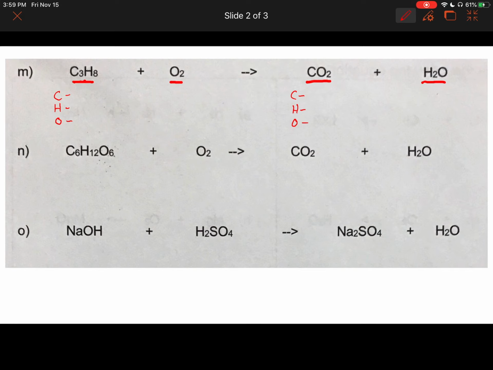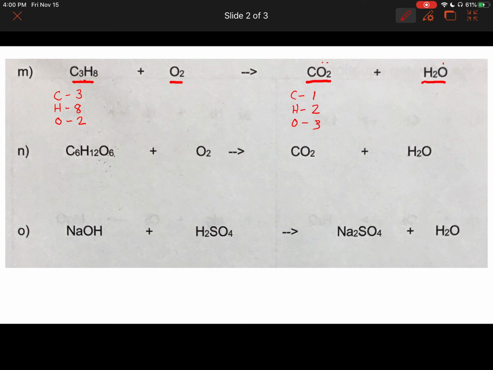On the reactant side, I have 3 carbons, 8 hydrogens and I have 2 oxygens. On the product side, I have 1 carbon, 1, 2, 3 oxygens, and 2 hydrogens.